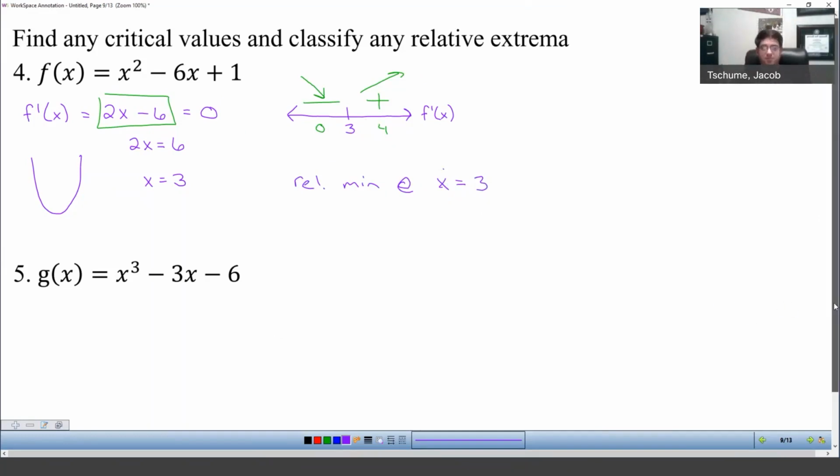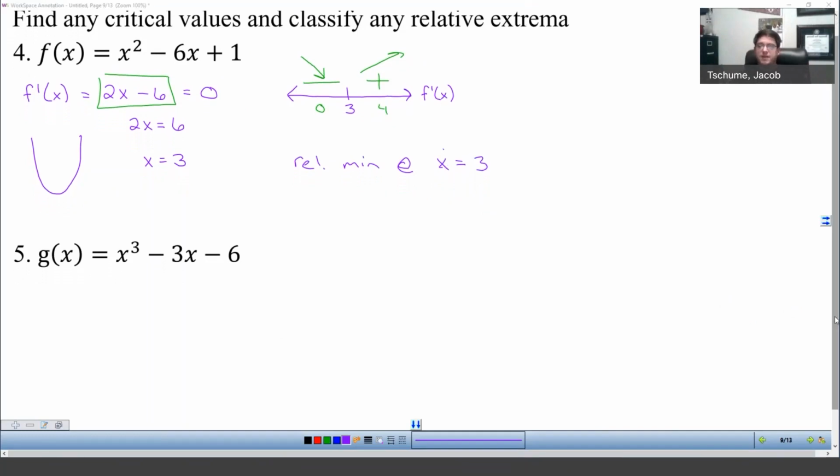Let's look at a second example. So number 5. If g of x is equal to x cubed minus 3x minus 6, what are the critical values, and then can you classify them as relative extrema? So first thing I'm going to do is take the derivative. I'm going to change color, just so it's easier to see. Let's change this to red.